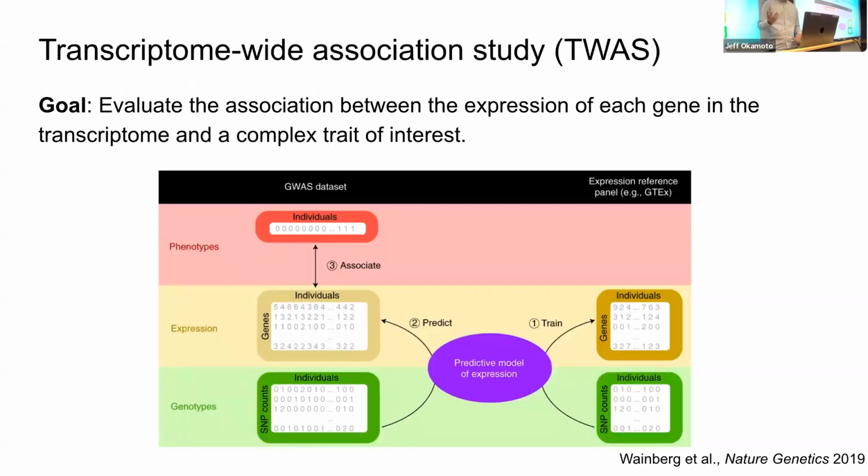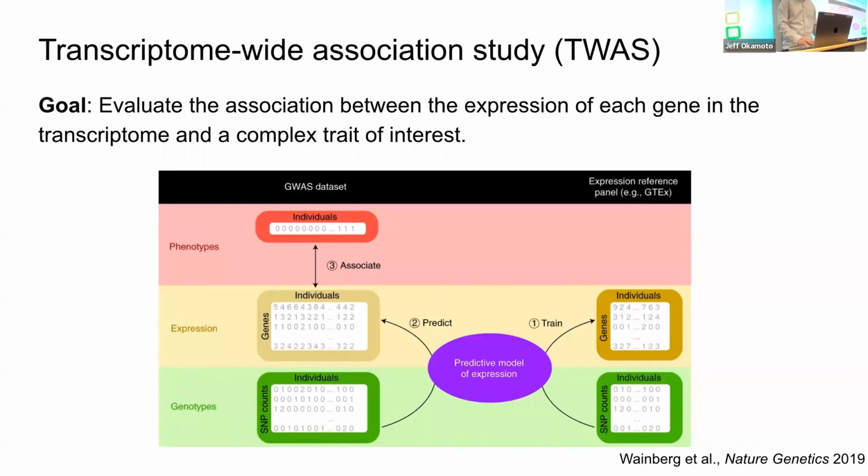Okay, so moving on from colocalization analysis. What is a TWAS? Similarly, the goal here is to link our genes to our complex trait, but this time we're evaluating an association between the expression of a gene in the transcriptome and the complex trait of interest.